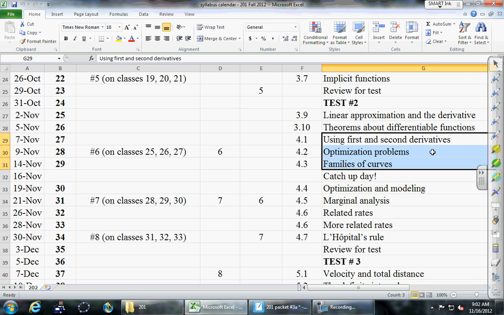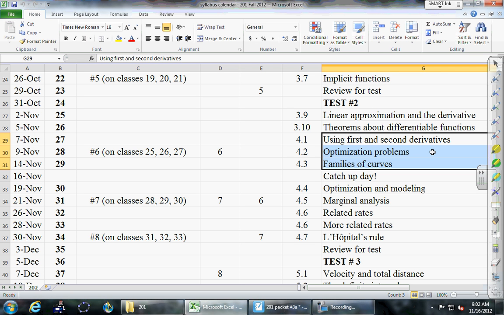That was tough. Then we had optimization problems. That was finding the absolute max and absolute min, oftentimes on a closed interval. That was tough. And then last class we talked about families of curves, where we found a parabola that had certain characteristics, and then there was this crazy bell-shaped curve that we analyzed, and that was really tough.